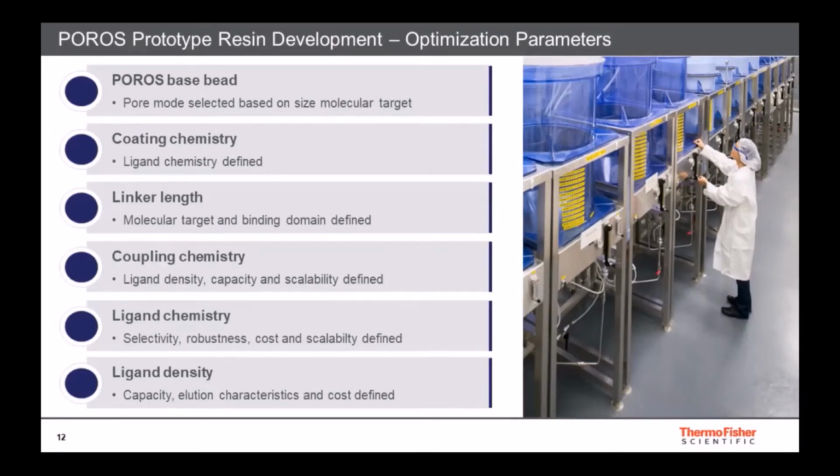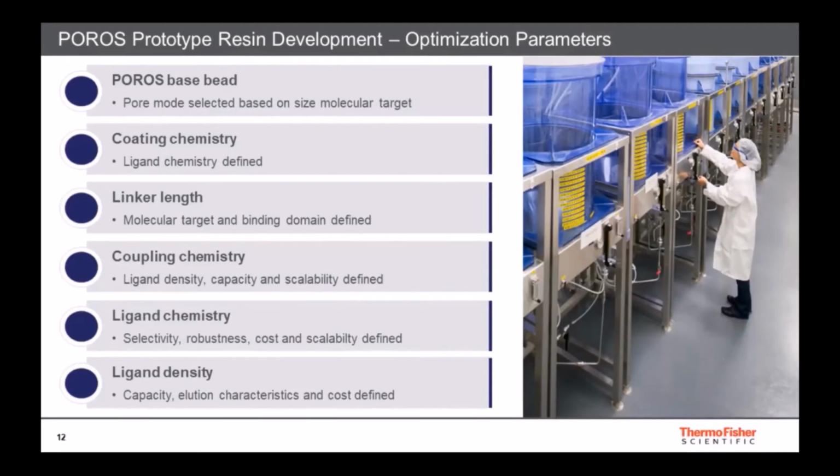Coupling chemistry, so how are we actually functionalizing that ligand, whether it be a chemistry or a protein or something else, to the bead. We have a few different chemistries that we know are scalable and robust. We can play with those and actually evaluate them. Ligand chemistry itself, so when you're doing inert things like cation or anion exchange or hydrophobic interaction, and you're doing different chemistries, you can change and vary those chemistries subtly to drive separations in one direction or another.